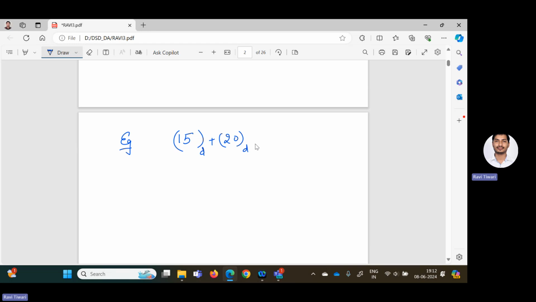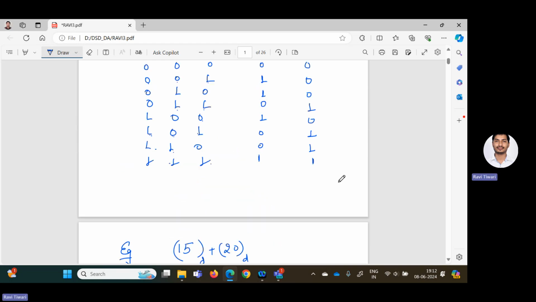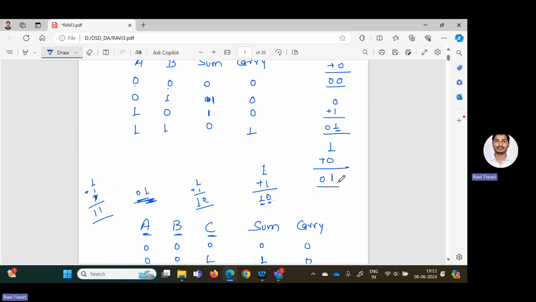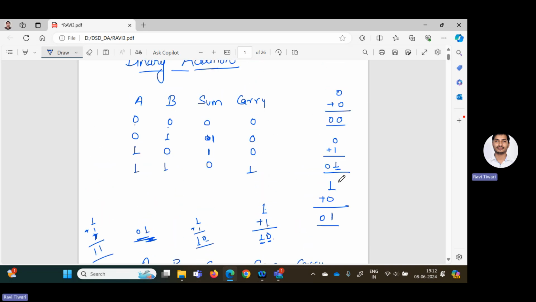By base 10. First we have to convert into binary form, as we are using the binary addition system. So 15 will be represented by 1, 1, 1, 1. Similarly, 20 will be represented as 1, 0, 1, 0, 0. Now we are adding it. Take this as a reference.